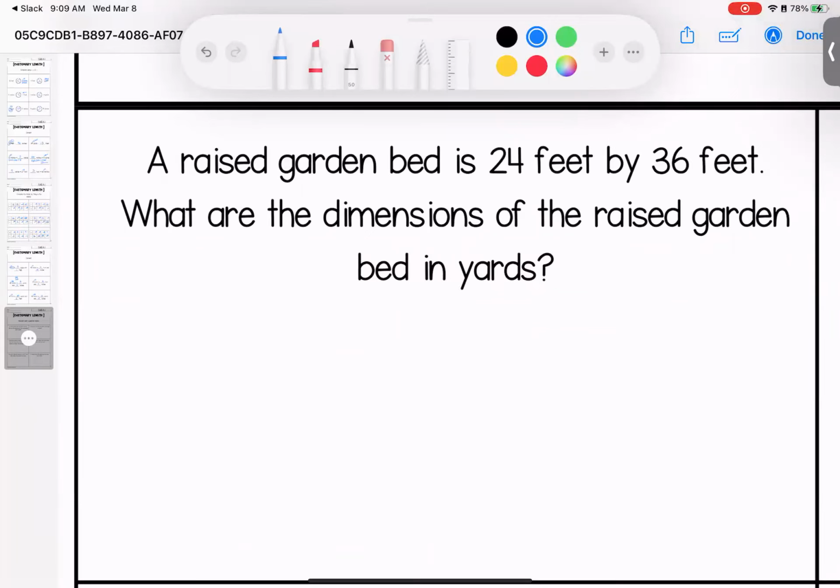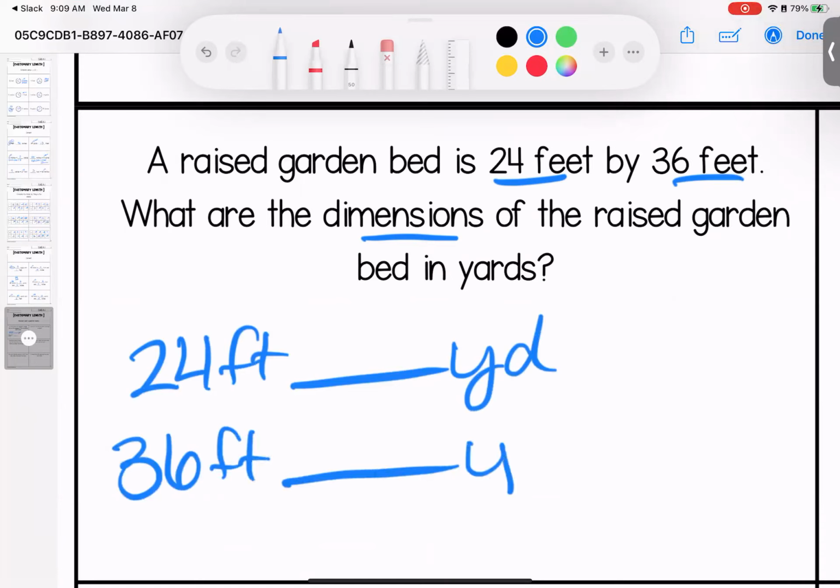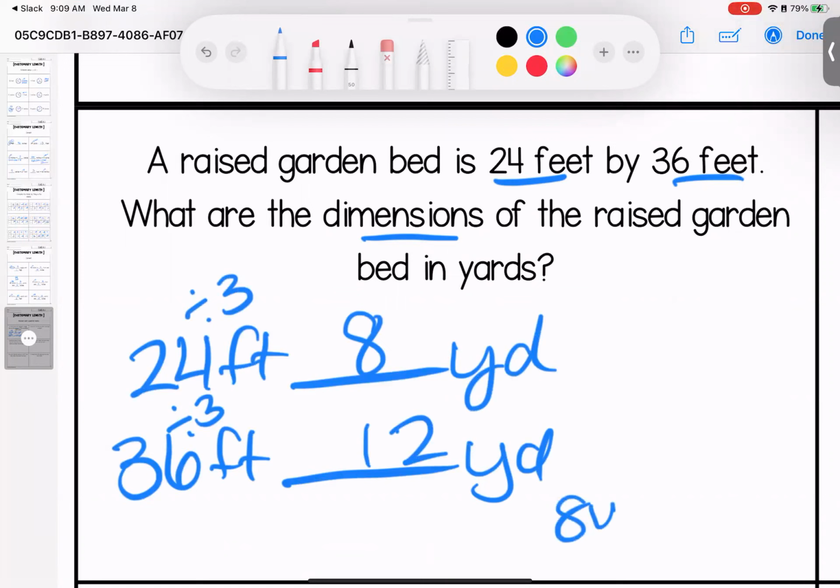A raised garden bed is 24 feet by 36 feet. What are the dimensions of the raised garden bed in yards? So I need to take my 24 feet and write it in yards. I need to take my 36 feet and write it in yards. There are 3 feet in a yard. So it would be 8 and 12. I could say that this is 8 yards by 12 yards.